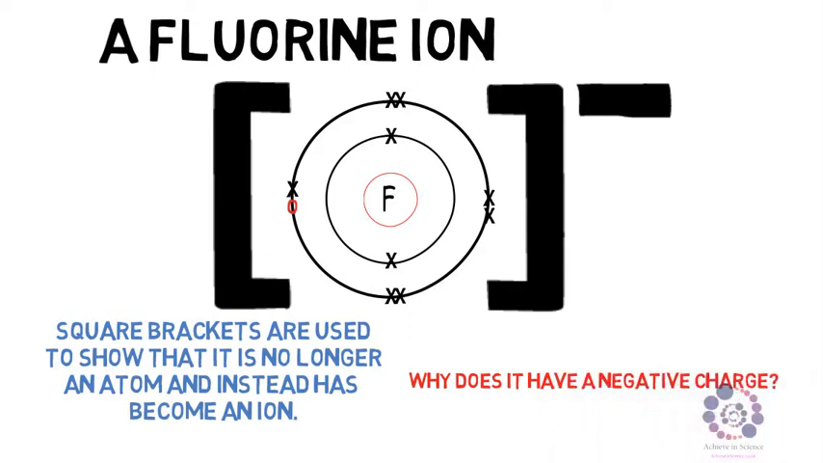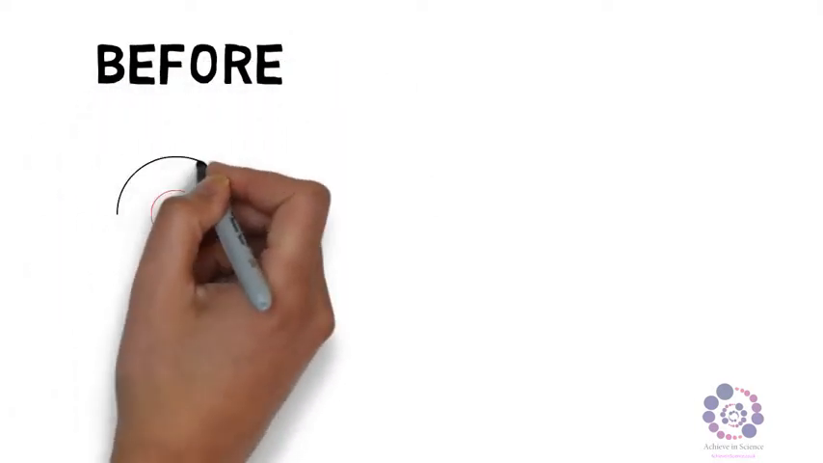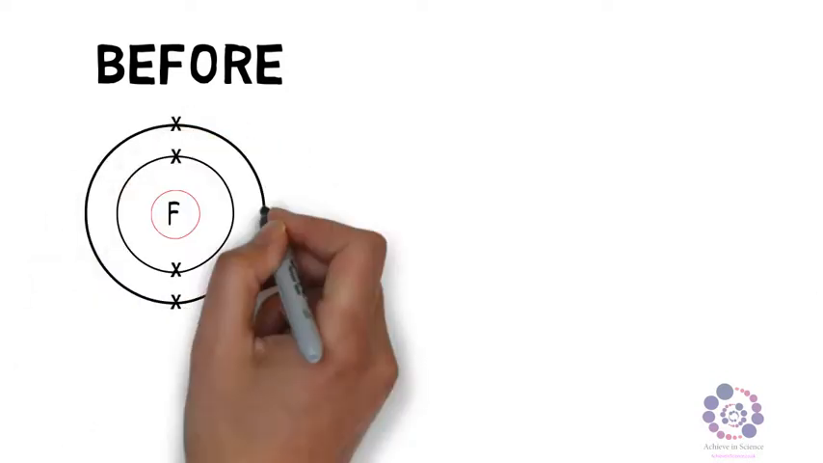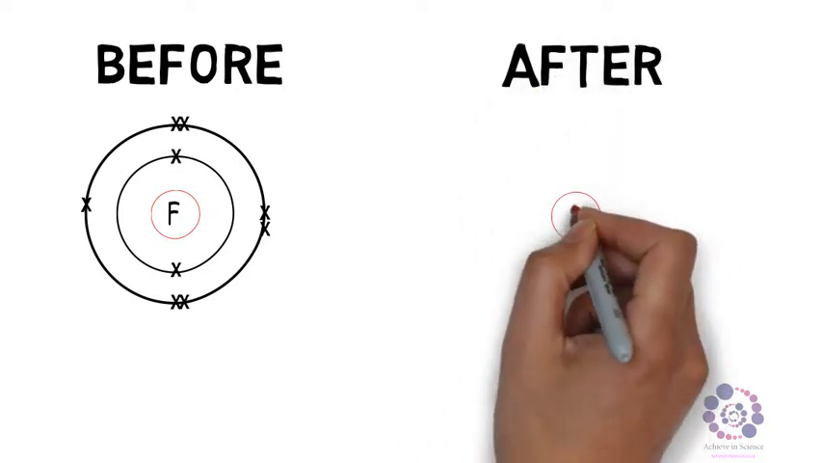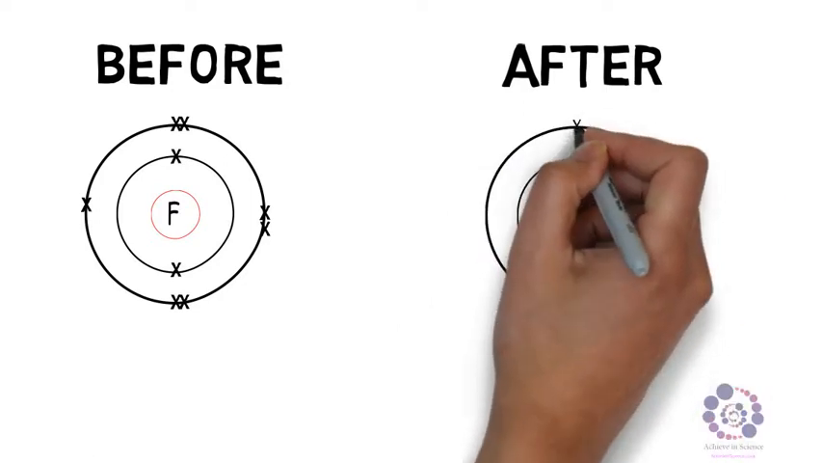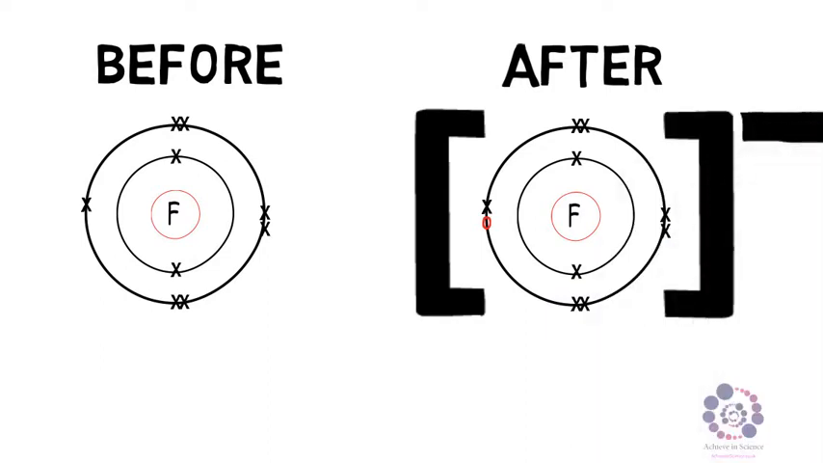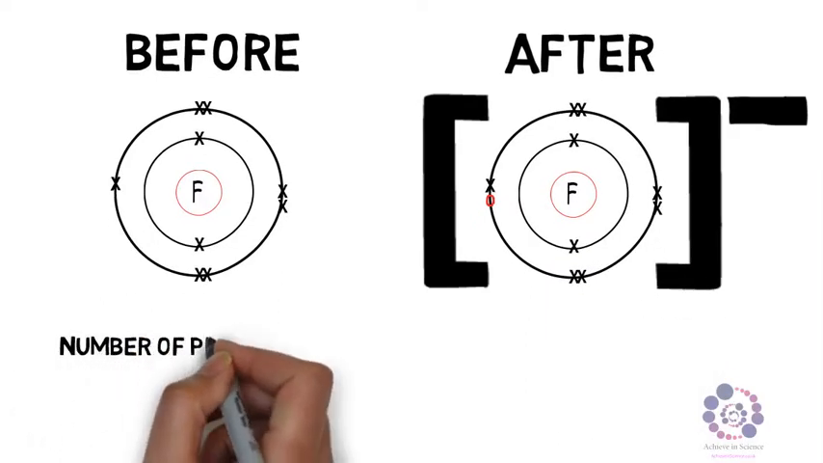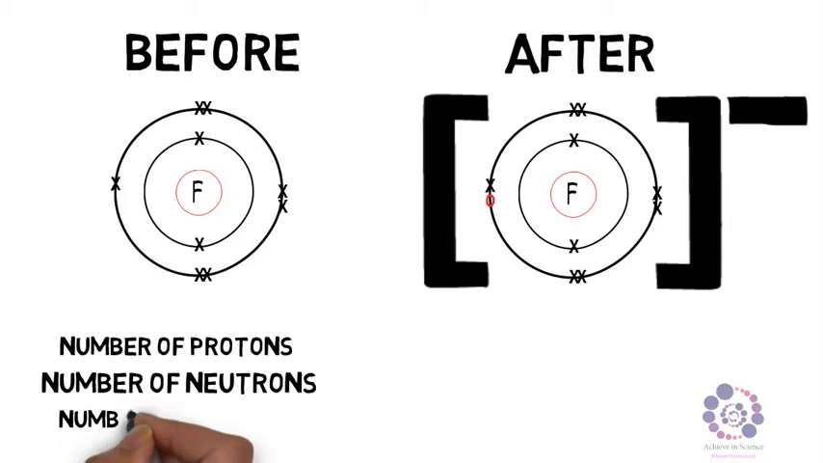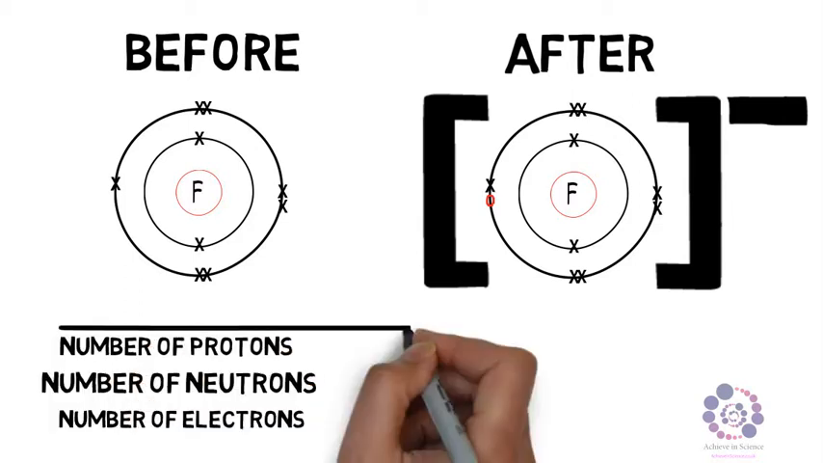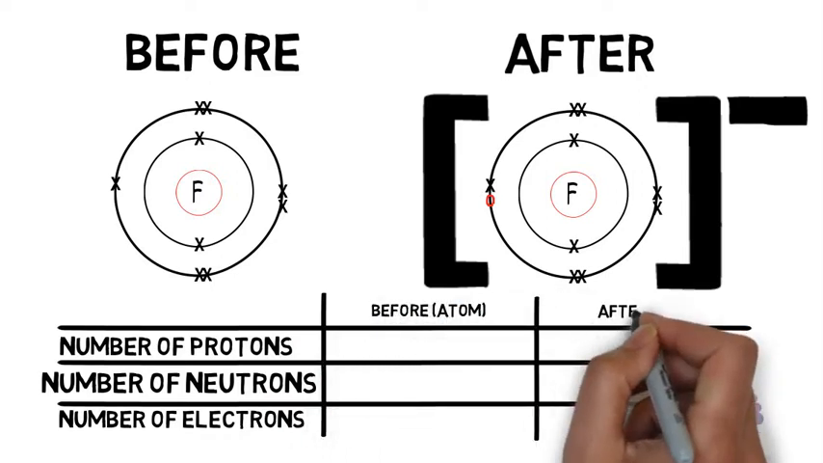So again, why is it that it's gained a negative charge? When it's gained something, it seems a bit peculiar. Well, if we look at it before and compare it to its structure afterwards, what has changed? Before, we looked at the atomic structure and the atomic numbers. So if we now draw a table to compare these two, we can have a look at what subatomic particles were present and are present in the new ion. We need to know the number of protons, the number of neutrons and the number of electrons. So let's have a look before, when it was an atom, and afterwards when it was an ion.